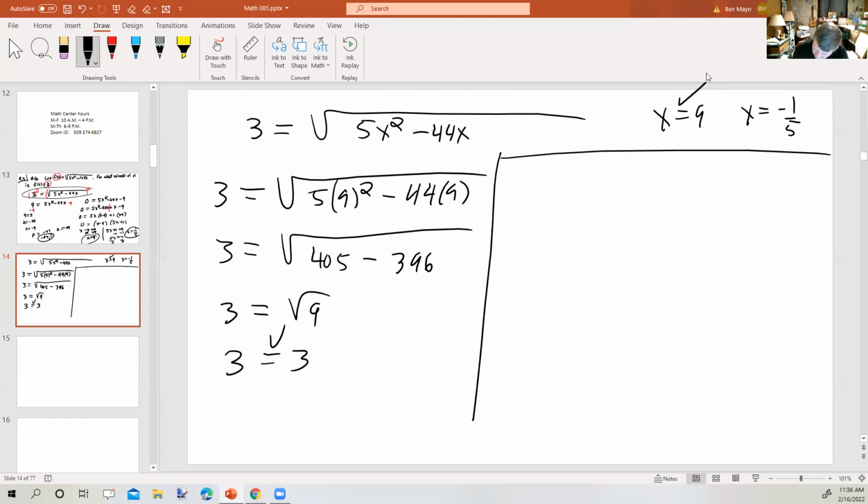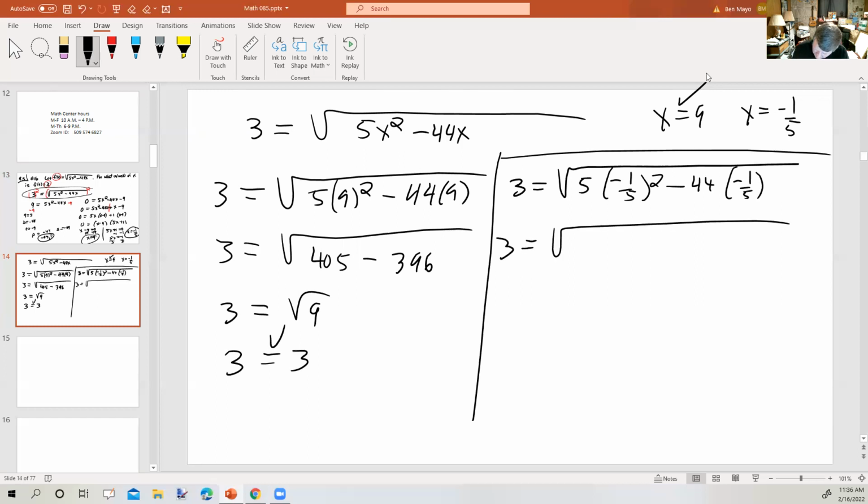All right, now let's try the negative 1/5. 3 equals the square root of 5 times negative 1/5 squared minus 44 times negative 1/5. Negative 1/5 squared would be positive 1/25. And then minus 44 times negative 1/5 would be plus 44/5.